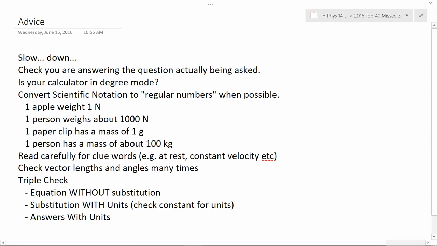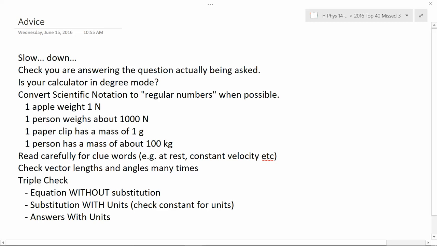So if you've made it this far, I applaud you and I wish you luck. And the fact that you're here tells me you have a real good shot at doing well. My advice to you would be slow down. You always want to check to make sure you're answering the actual question that's being asked. Physics is a class where it can feel so right to be answering the wrong question.